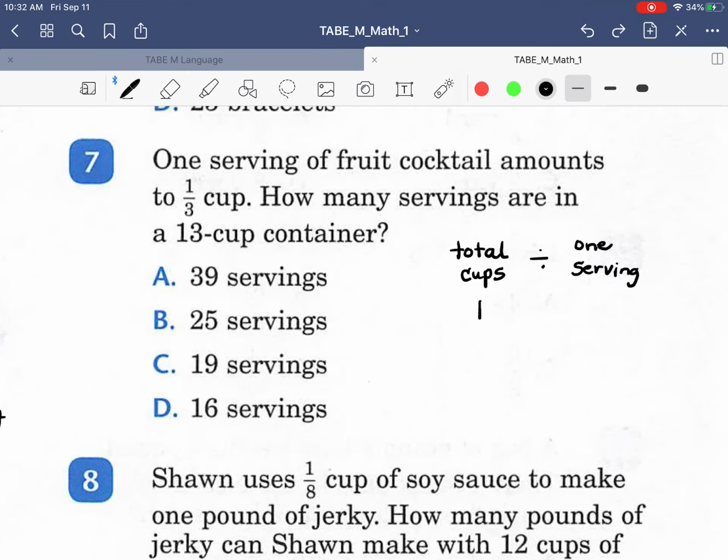So we have 13 cups. We're dividing those into servings of 1/3. So 13/1 times 3/1. 13 times 3 is 39, and 1 times 1 is 1. So this comes out to be 39 servings. The answer to number 7 is A, 39 servings.